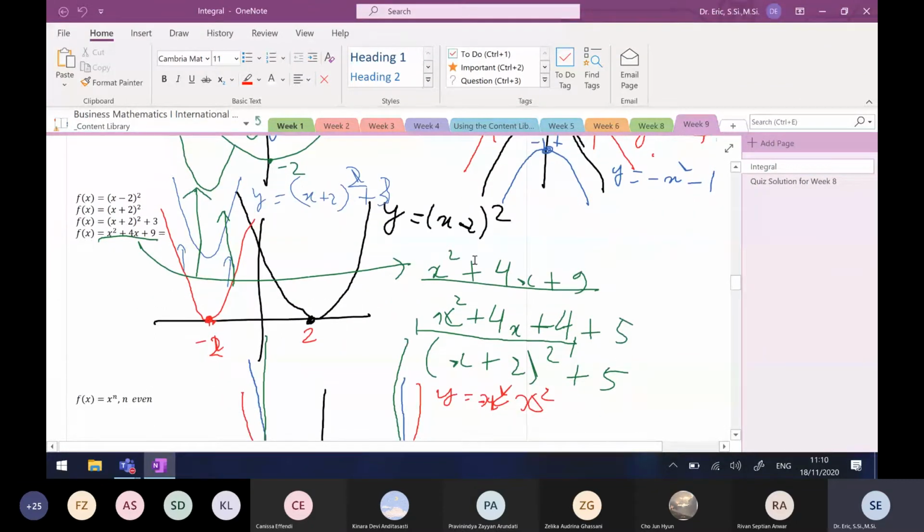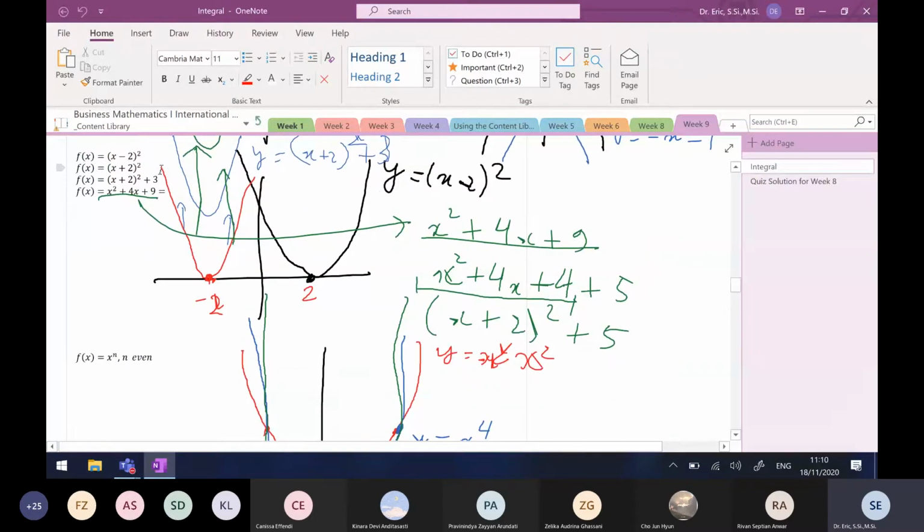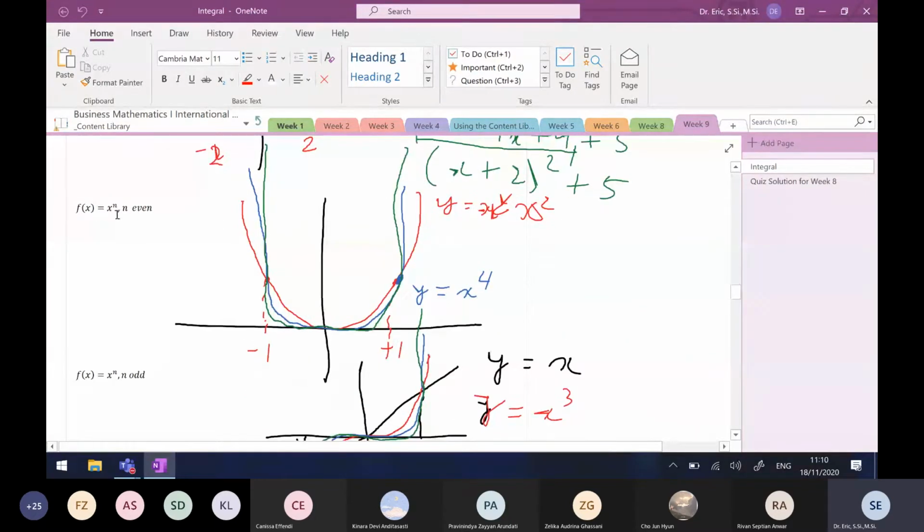What about this one? I can look at this by completing squares. So I have x squared plus 4x plus 9, which equals (x plus 2) squared plus 5. So it's just (x plus 2) squared, the red one, raised by 5 points. Okay, and this is f(x) when f(x) is x to the power of n, when n is even. You can look at the first one, y equals x squared, the red one.